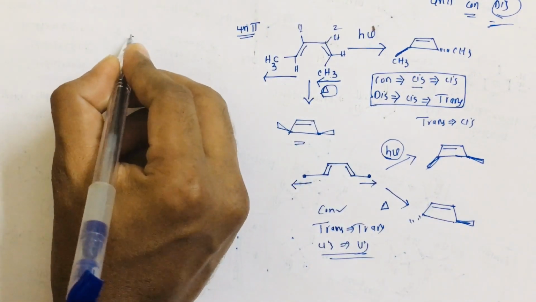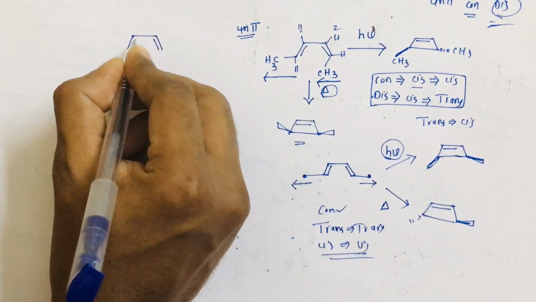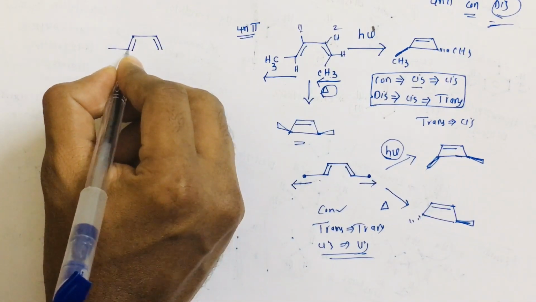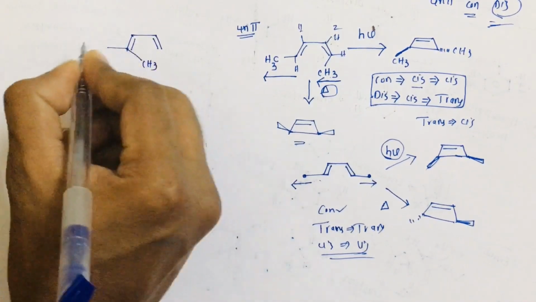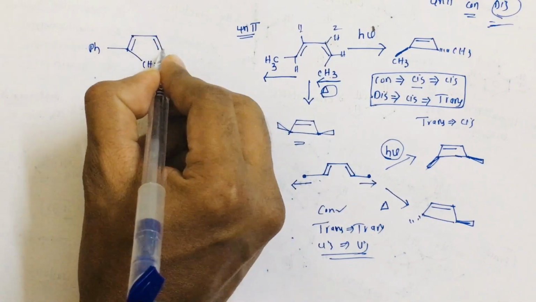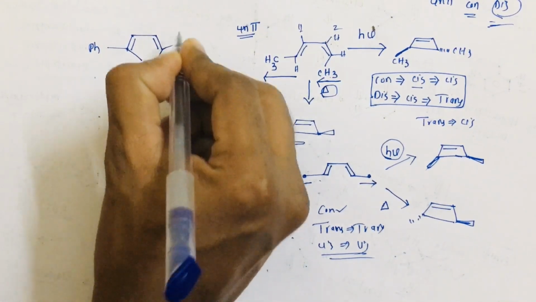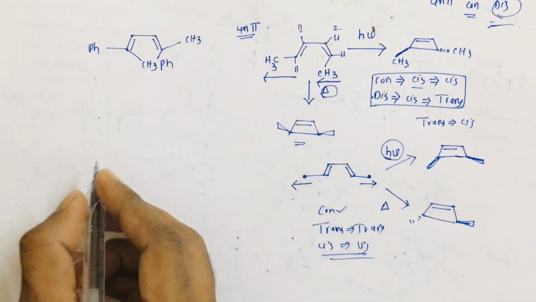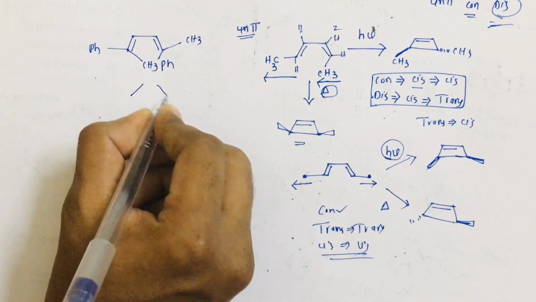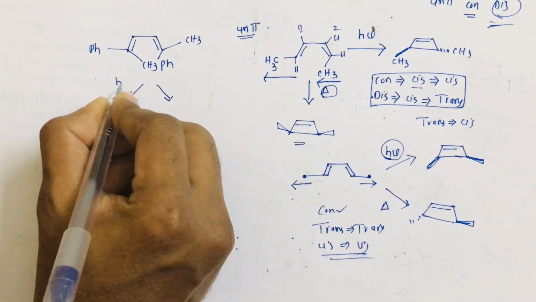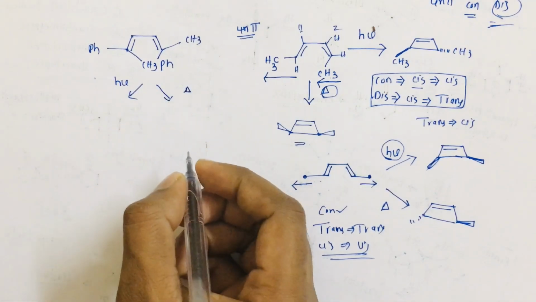Here we have this example. Here we have Ph, here we have Ph and CH3. Okay, so now we have to write the product for photochemical condition as well as thermal conditions.